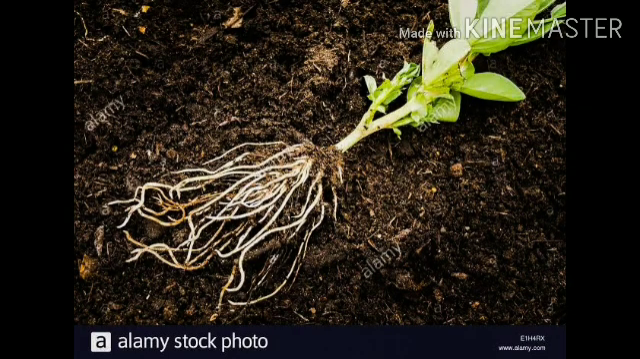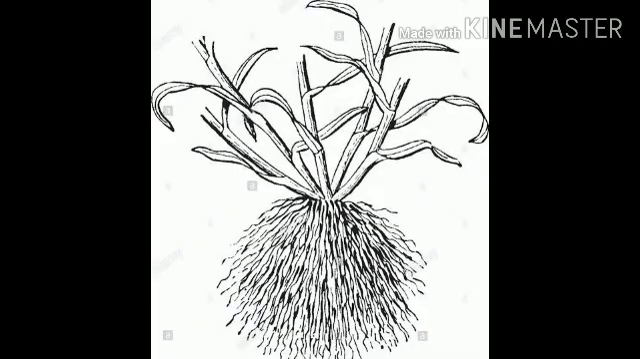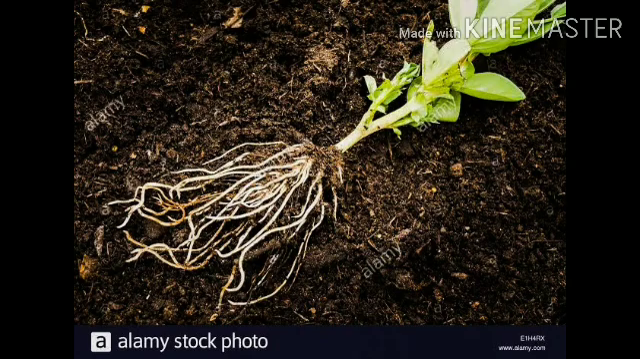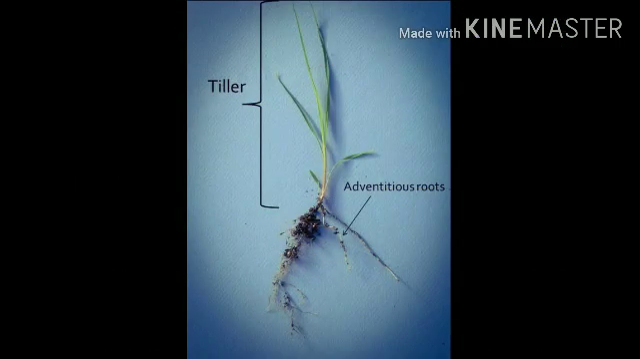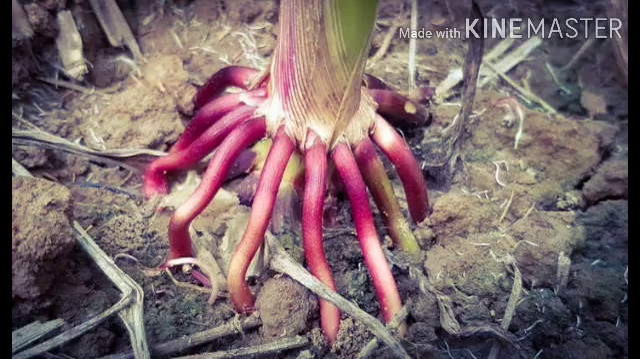So remember, in fibrous root, the root originates from the base of the stem. In the beginning there will be a primary branch, but it is short-lived, and later the branches originate from the base of the stem. There is one more specialized type of root, that is known as adventitious roots.